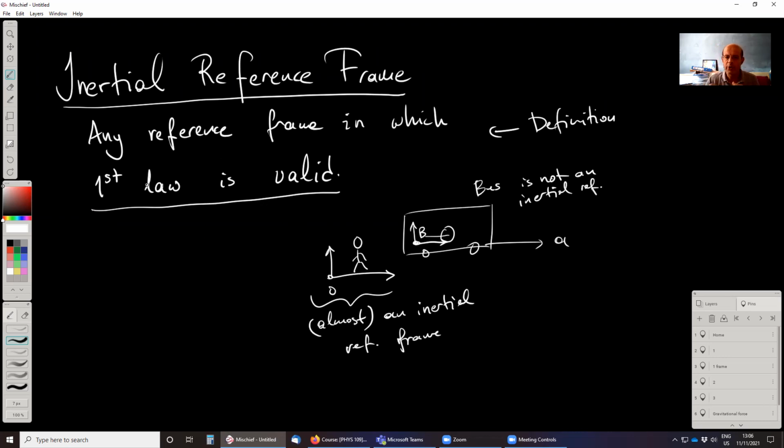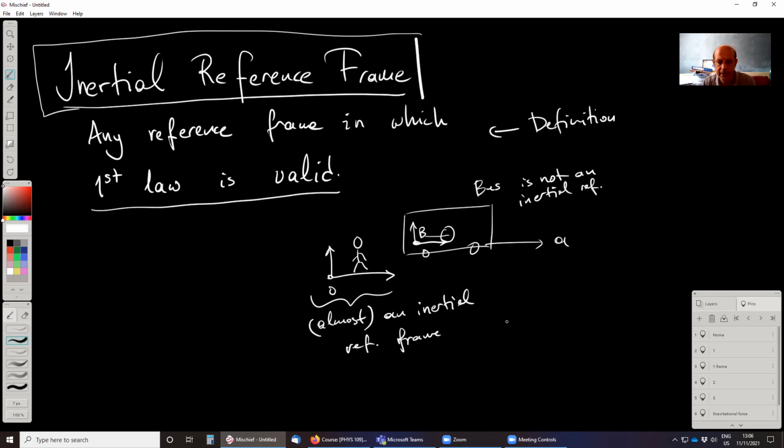Basically, we would like to express the physical laws in reference frames where they are valid, okay? Since the first law is a law of nature, it should be valid in a valid reference frame. So that's why we are talking about these kinds of reference frames. There are certain other kinds of reference frames in which the laws of nature are not valid, okay? So we don't want to use those reference frames, but we would like to use the reference frames where these laws are valid, and for this reason, we define this concept of inertial reference frame.